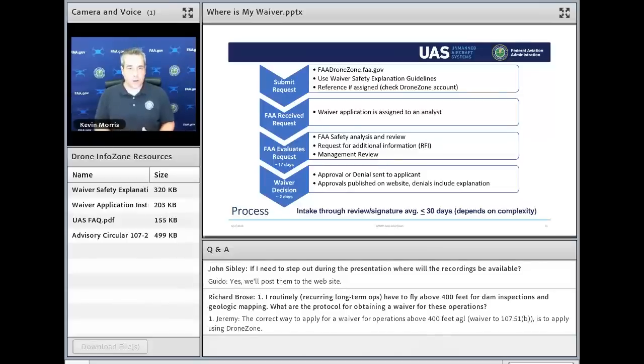Once you submit your request, you will receive a reference number assigned to your Drone Zone account, and that will be how you are able to check on the status of your waiver. When we receive your waiver application through that Drone Zone portal, it's first assigned to an analyst, and what they do is they look at it for the type of rule that you're requesting relief from, and they look at it for how complex your operational proposal is, or what's sometimes called CONOPS. We take a look at that, and then it's assigned to a waiver team specialist.